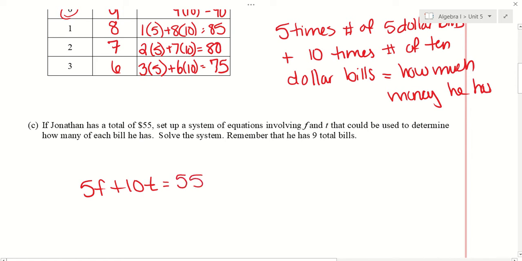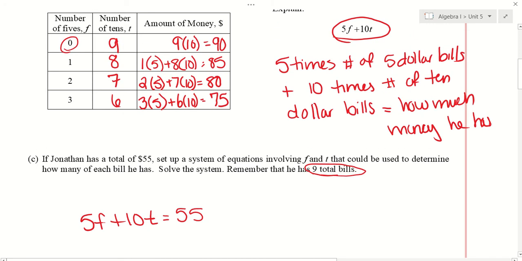We put that here. What I will say to you when you work with these word problems is money, money, money. This is $5, $10, $55. I put all the money in one equation. We still need another equation, and it has to do with this very last thing. Remember, he has 9 total bills. What were we doing up here in the table? We were adding these 2 to make sure he had 9. 1 plus 8 gave us 9. 2 plus 7 gave us 9. So we were taking F and T and adding them together to make sure we had 9. So F plus T equals 9.